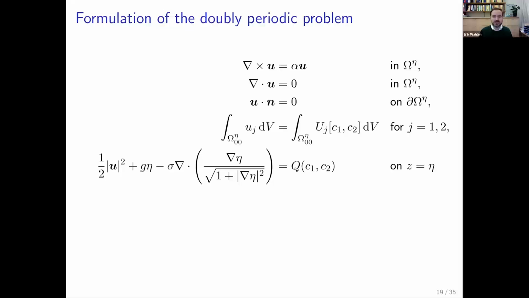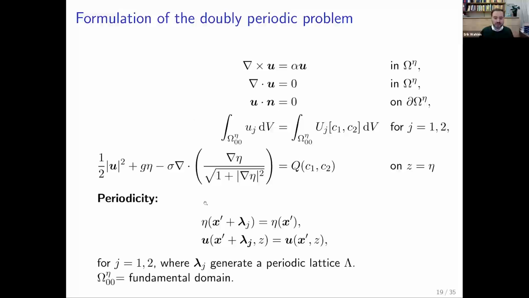Now I've modified the equations a little bit. What I've done is to add an integral condition, which we need for uniqueness purposes later on. It's the same equations as before, but then I've added two integral conditions. In addition, I've fixed the definition of the Bernoulli constant Q so that it matches the Bernoulli constant for those solutions I showed in the previous slide. So this is the specific problem that we will look at.